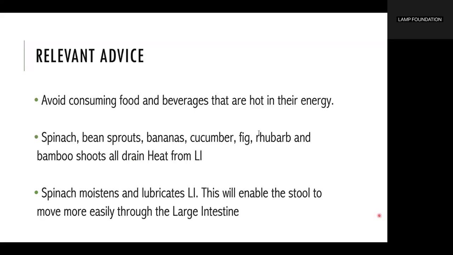If there is heat in the large intestine, the patient should avoid consuming food and beverages that are hot in their energy. Spinach, bean sprouts, bananas, cucumber, fig, rhubarb, and bamboo shoots all drain heat from the large intestine and are therefore beneficial. Spinach is especially salutary because it moistens and lubricates the large intestine. This will enable the stool to move more easily through the large intestine.